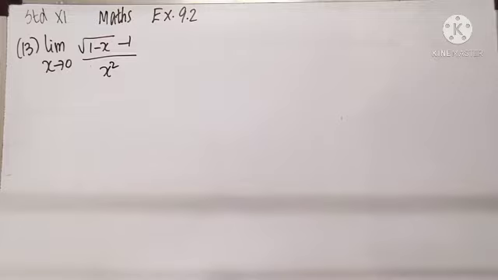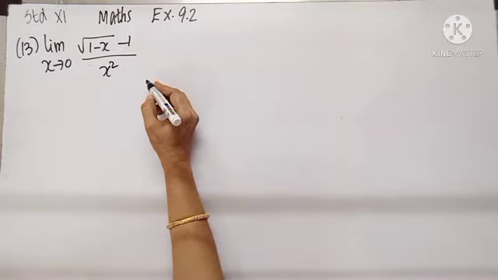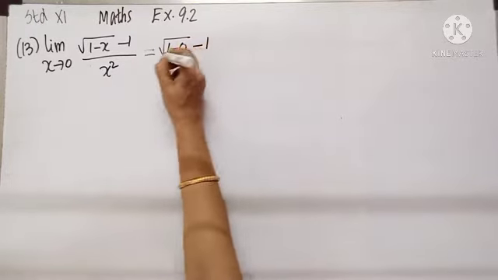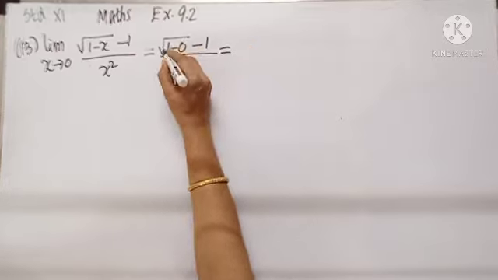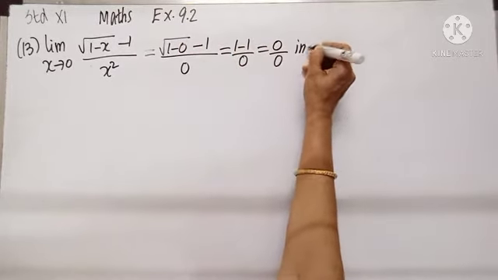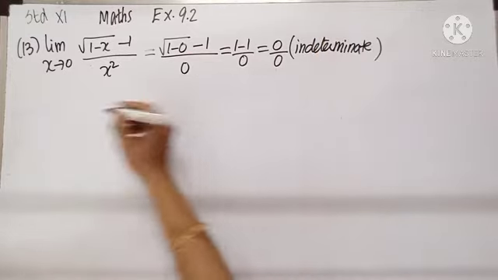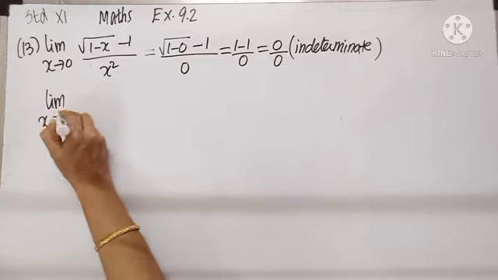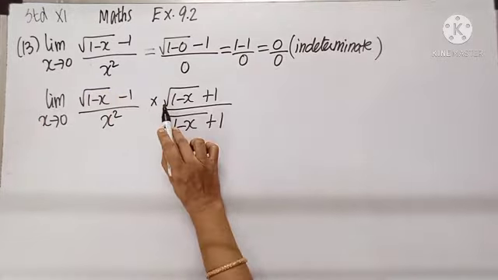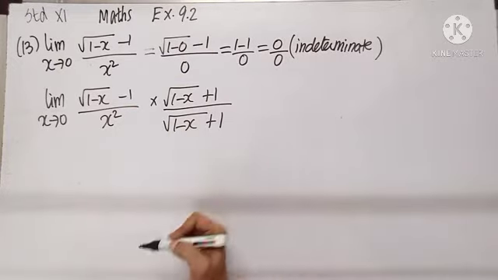Question number 13. Limit x tends to 0, root of 1 minus x minus 1 by x square. As I substitute 0, I get root of 1 minus 0 minus 1 by 0. Root of 1 is 1, minus 1 by 0, that is 0 by 0, which is indeterminate. So we need to think of some algebraic reduction. Let me decide conjugate multiplication. The conjugate is root of 1 minus x plus 1. Whenever I multiply, I need to divide also.